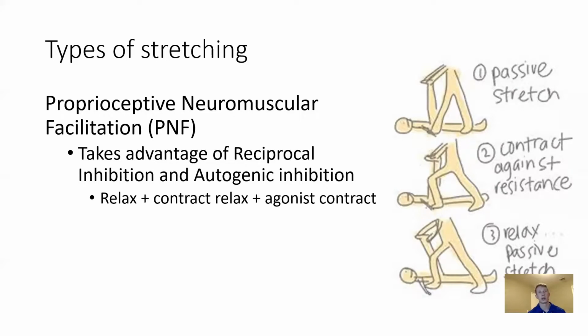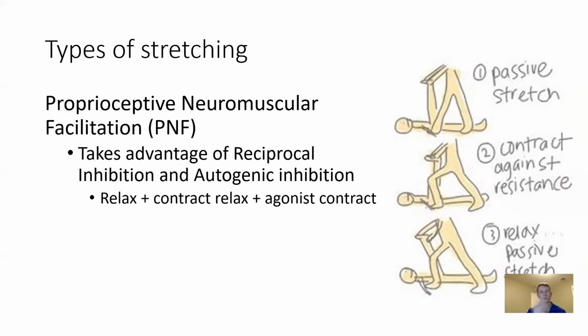You would relax into a passive stretch, and then you would contract against that force that put you into that stretch, and then relax. That contract and then relax allows autogenic inhibition, so that previously contracted muscle relaxes and allows more stretch. And then you contract the agonist, or the opposing muscle group, to stretch that antagonist.